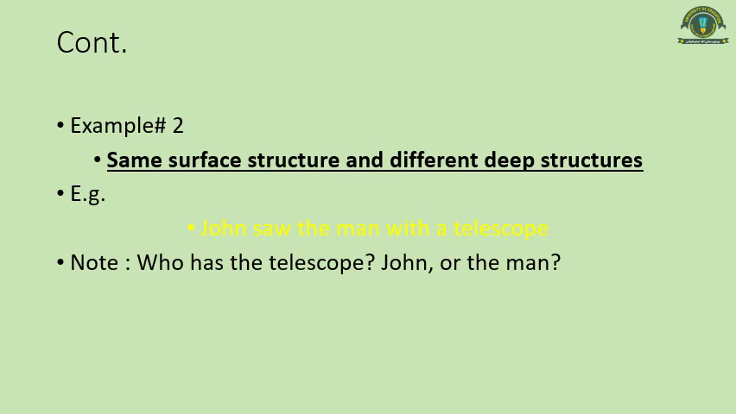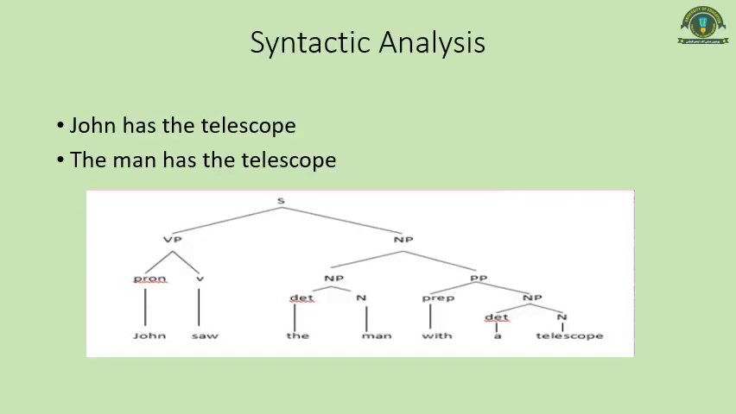For example, John saw the man with a telescope. Now, who has the telescope? What does it mean? Who has the telescope, John or the man? So here we find the same surface structure and different deep structures. Let's see the syntactic analysis of this particular sentence: John saw the man with a telescope.